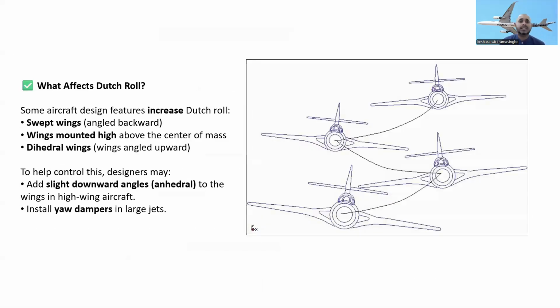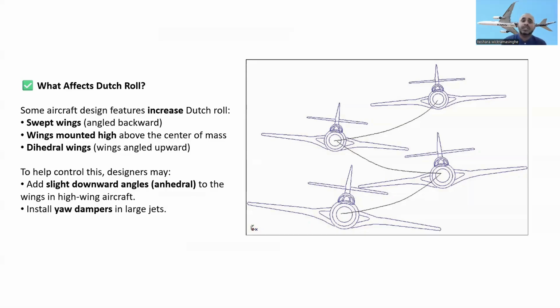Some aircraft design features increase Dutch roll. What are these designs? Swept wings angled backwards, wings mounted high above the center of mass, and dihedral wings. These increase the Dutch roll effect.